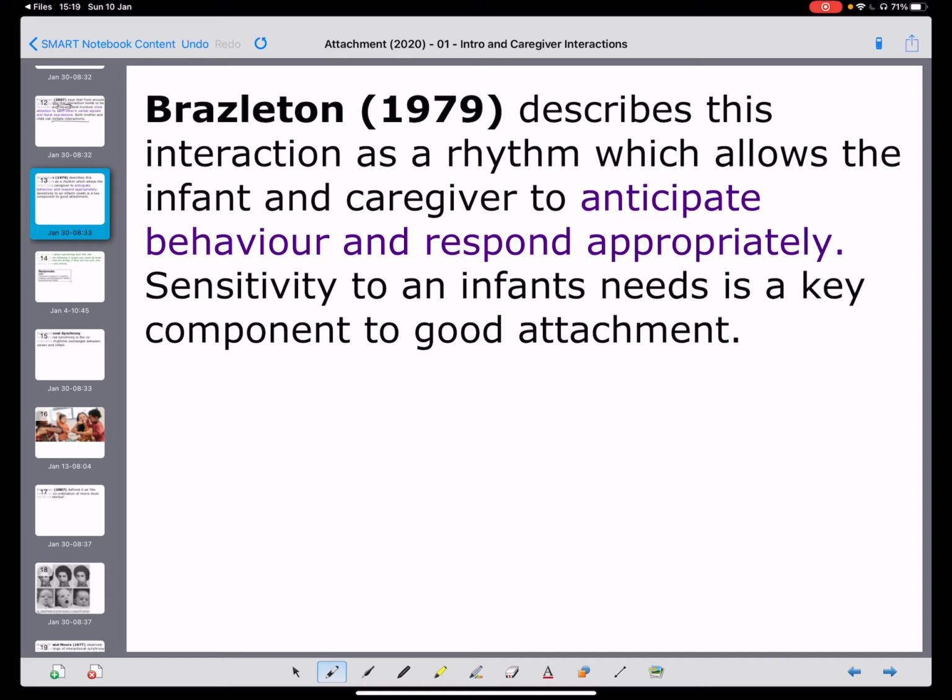Brazelton, and these are names that obviously can be used in evaluation, also says that there's a rhythm to this interaction. Now, this is earlier research from 1979, and it says that the caregiver anticipates the behavior and responds appropriately. So it's like, oh yeah, she's usually sleepy after lunch, or no, this is her time when she wants to play, and things like that. You might have noticed this with some of your pets, that they have a particular time frame when they're particularly cheeky and want to play. Babies are doing the same thing.